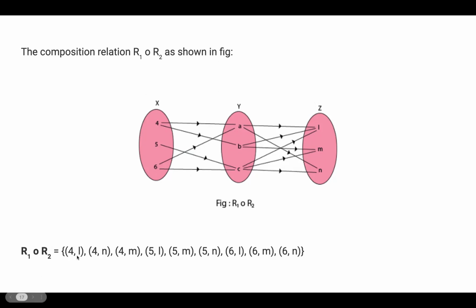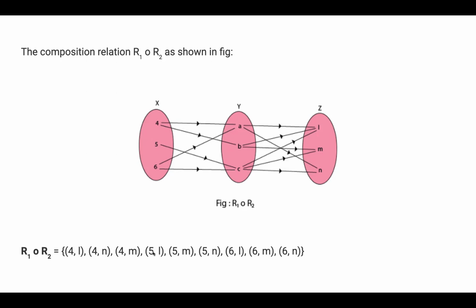4 to L, because 4 to A and A to L. Then 4 to N, how it goes? 4 to A and A to N. So 4N will be the second one. 4M will be there. How it will be? 4 to B and B to L is there, but 4L is already there. So what we'll consider is 4 to B and B to M. So 4 and M will be the composition.